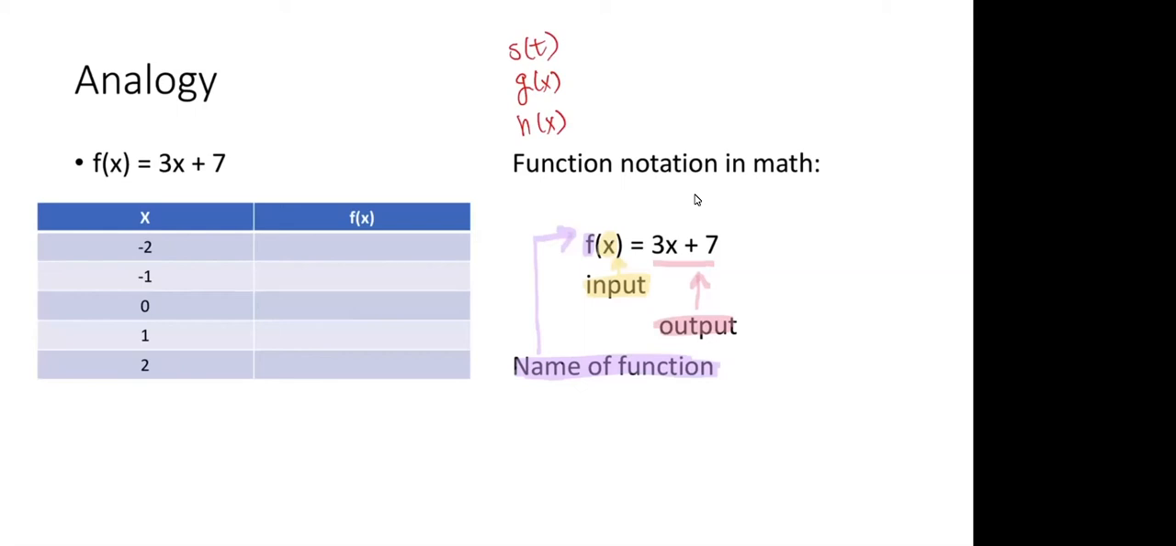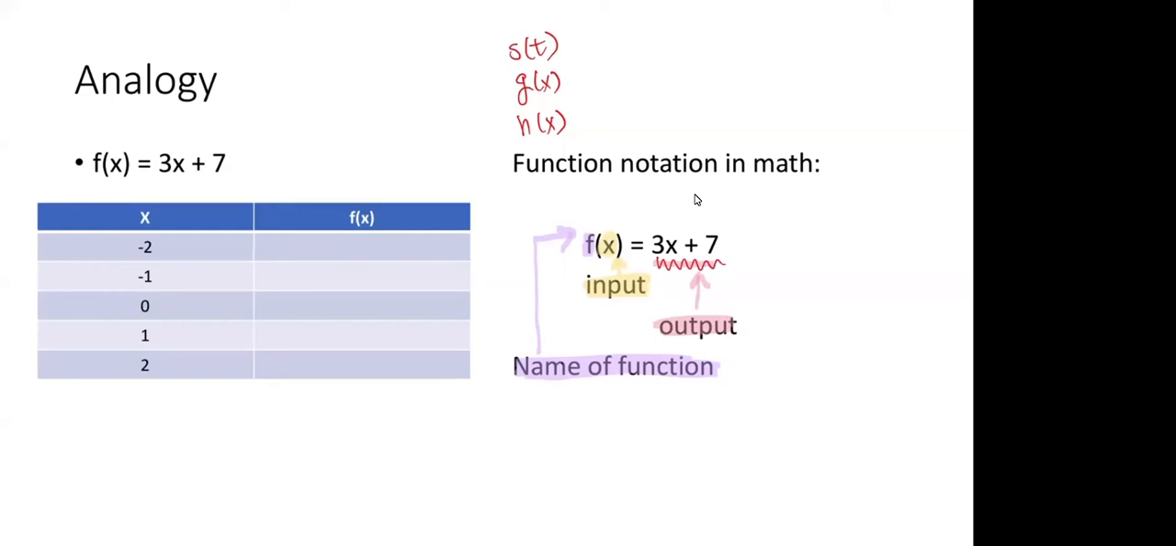The thing that's outside of the parentheses is the function name. The thing that is inside of the parentheses is your input. So the input is the variable name, whatever you are going to be using to plug in a specific value when it comes down to math. What is on the right-hand side right here is the output.